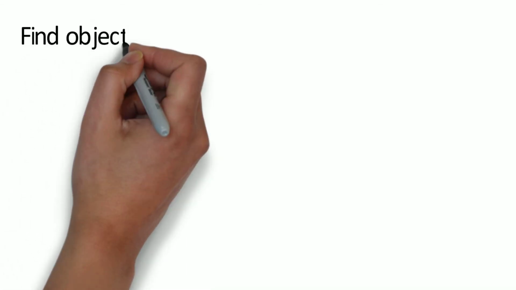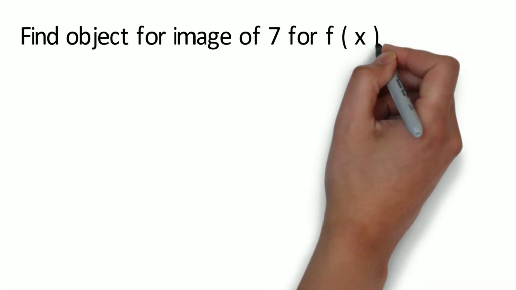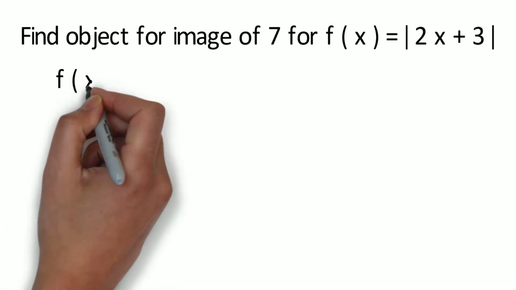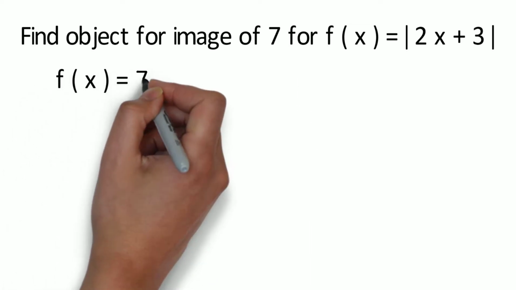Sometimes an image can have two objects. This occurs when a function has a modulus value. In this example, we are to find the object of 7 for the given function. Like in the previous example, we can compare f(x) with the image, which is 7 in this case.